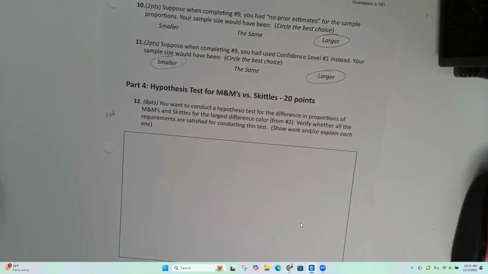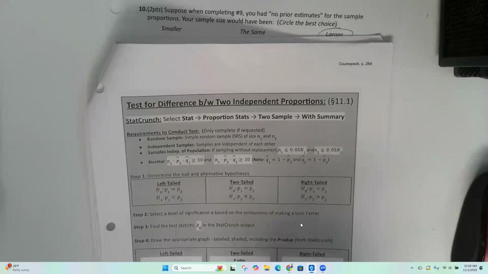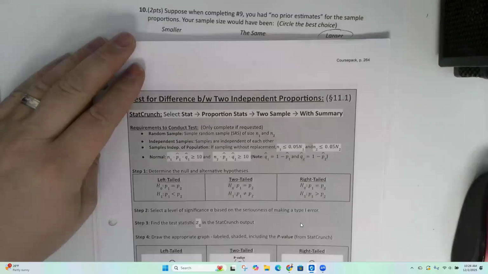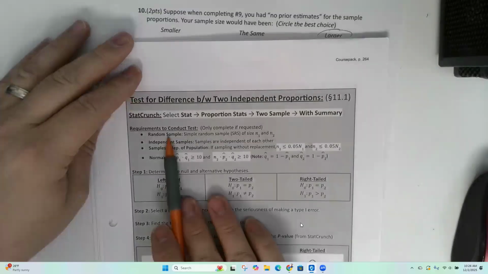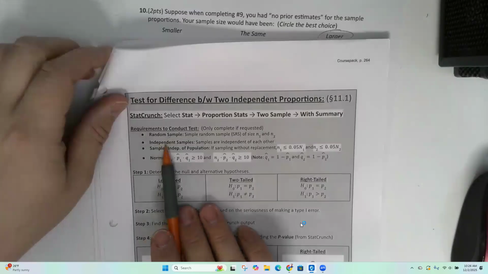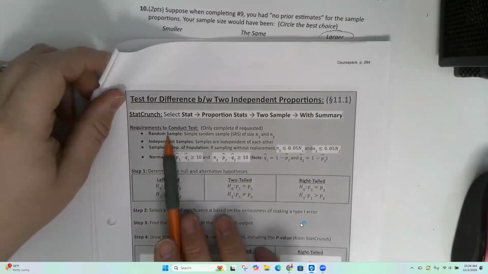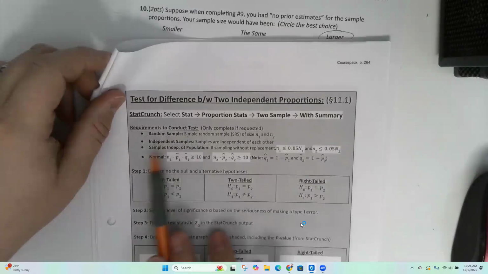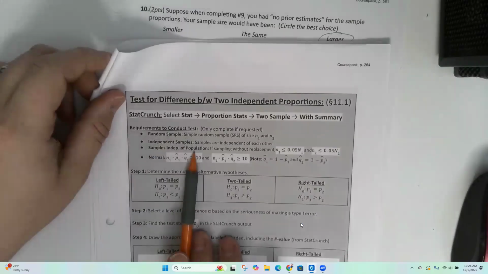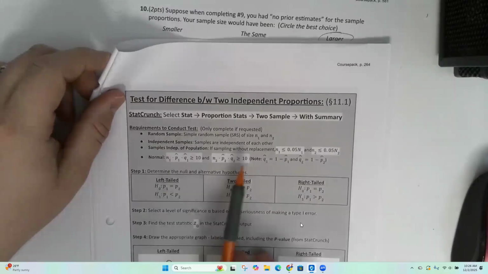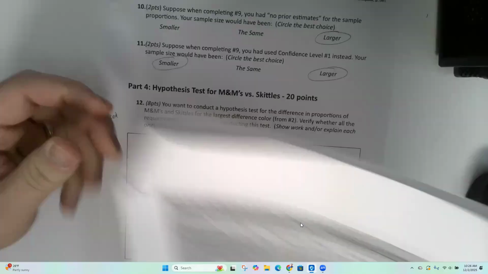To do that, I need to first check and make sure that I'm satisfying the requirements for the central limit theorem. It's going to be very similar to what we did for confidence intervals. Confidence intervals and hypothesis testing are pretty much the same thing, just in different steps. So I need to check it's random, independent, also independent of the population, and then normal for both of them.